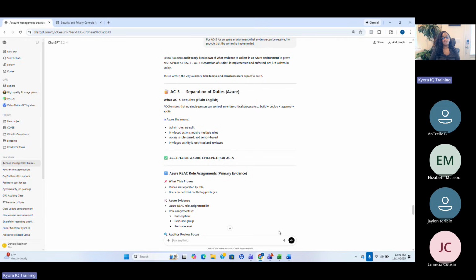Now, I am, let's say, a virtual chief information security officer, and I do not need access to the security tools. I'm not going to be given the same level of permissions as the security engineers.